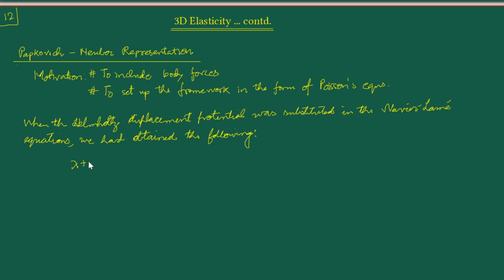Let me write that properly. Lambda plus twice g, grad del square phi, plus g curl of the Laplacian of the vector omega, plus rho b, is equal to 0. This is our starting point.